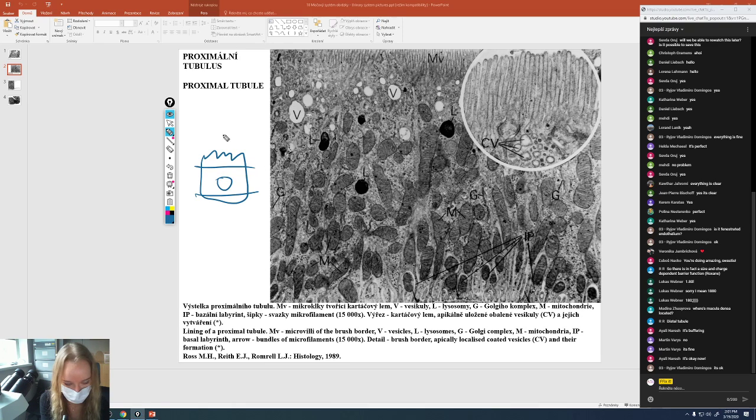This is the section through. Yeah, I can see these are microvilli. So this is the case of this section, like here.